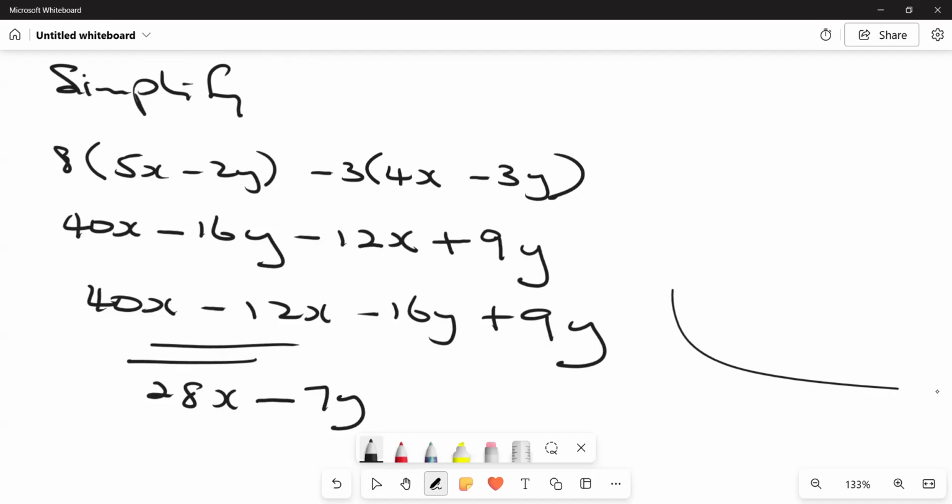Follow this one? You have to be careful with your signs when you're removing a bracket. This is a minus 3 here, so this minus 3 times this minus 3 will become positive 9y. One of my friends was asking if those rules that we learned in arithmetic apply.